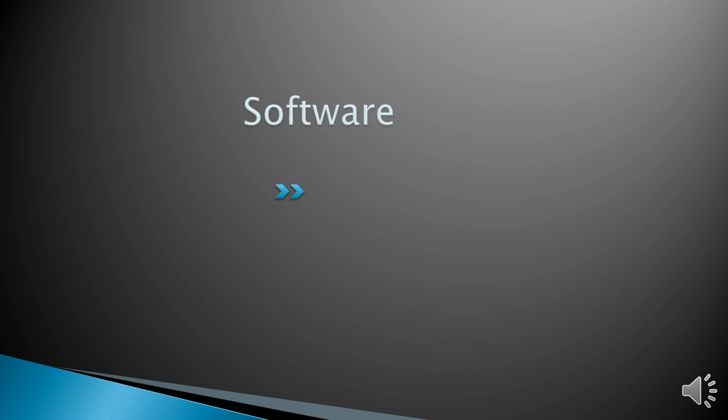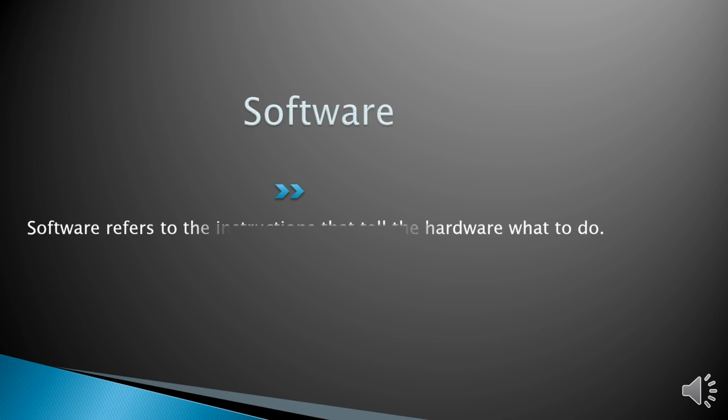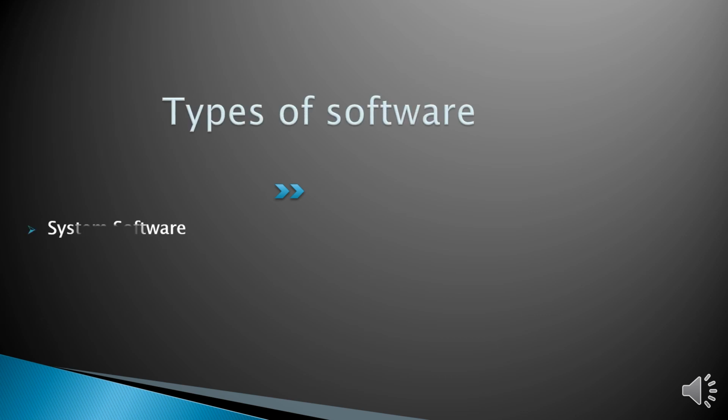Software. Software refers to the instructions that tell the hardware what to do. It means if you want to work on a system, then you need a combination of hardware and software. How many types of software do we use for that purpose? We use two: first is system software, second is application software. We use these two for our working.